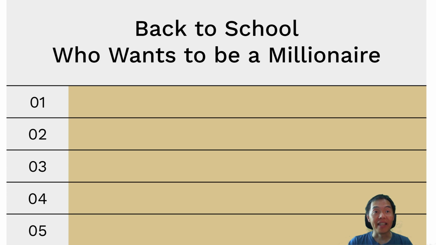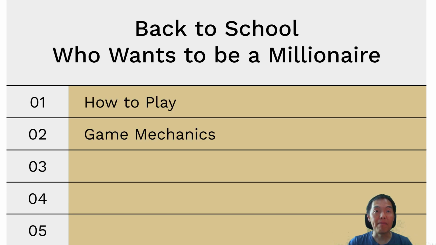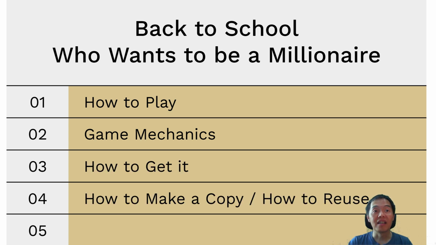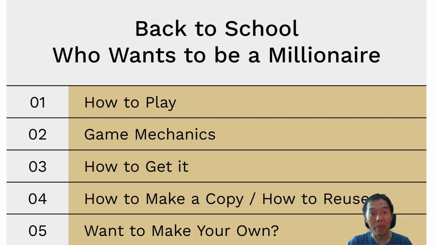So here's the plan. Let me go through how to play this game, and then let me go through some game mechanics with you, after which I'll show you how to get it. And then I'll show you how to make a copy, and then even how to reuse it if you have multiple classes that you want to use this with, or even next year. And finally, if you want to make your own, I'll show you how to do that too.